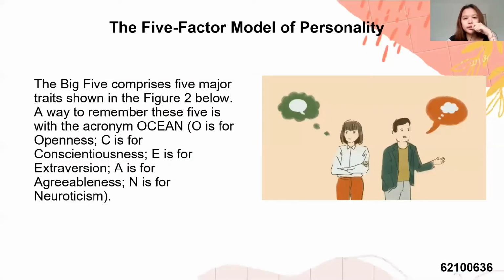Next, the 5-factor model of personality. The 5-factor model comprises 5 major traits. A way to remember these 5 factors is with the acronym OCEAN. O is for openness, C is for conscientiousness, E is for extraversion, A is for agreeableness, and N is for neuroticism. Traits are important and interesting because they describe stable patterns of behavior that persist for a long period of time. Importantly, these stable patterns can have broad-ranging consequences for many areas of our life.